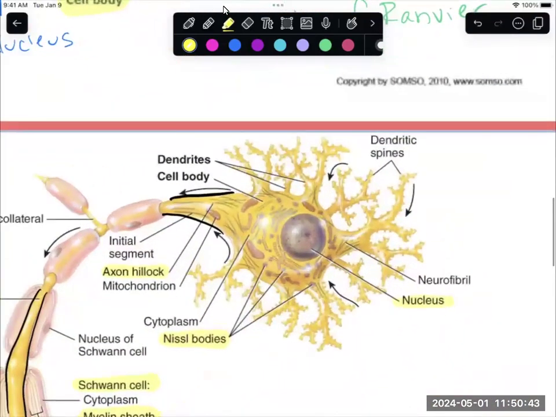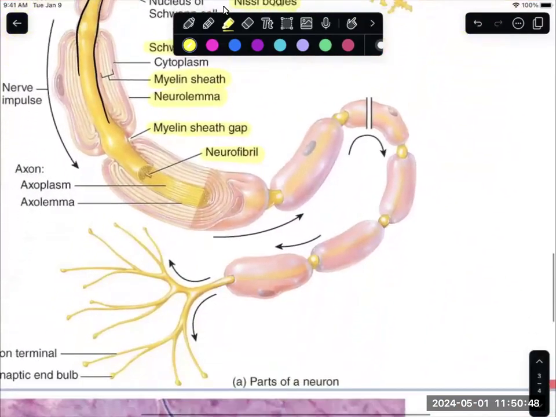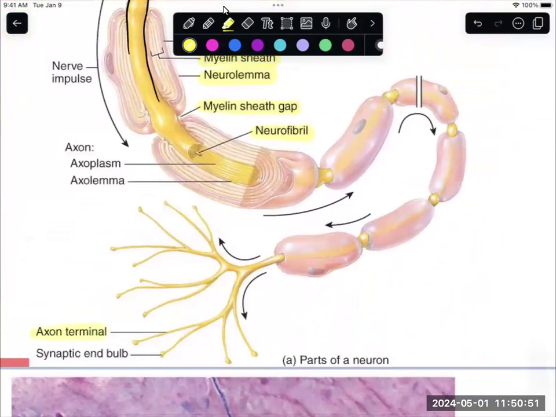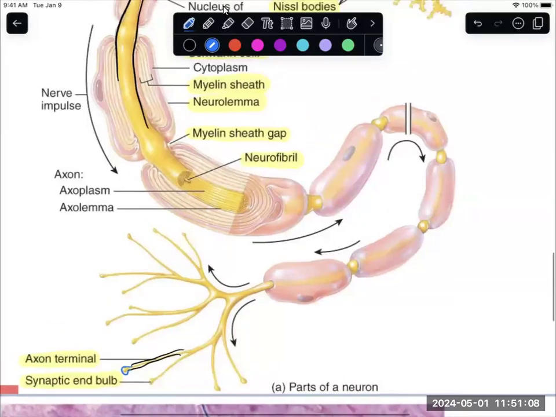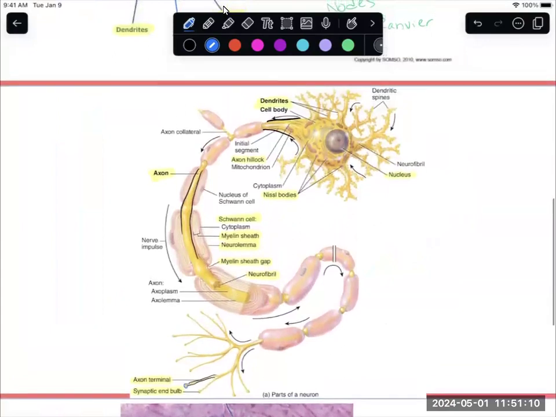You see all these dendrites up at the top and all the way down at the bottom. You can see that axon terminal and that synaptic end bulb. That axon terminal is this end part of this axon, that synaptic end bulb. It's just that enlargement that comes through. The one thing that we have left here is that endoneurium, perineurium, and epineurium, and fascicle.